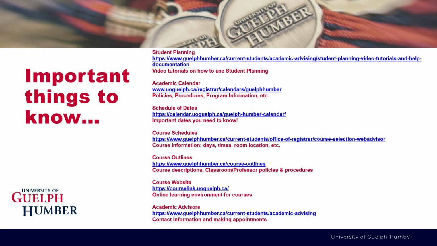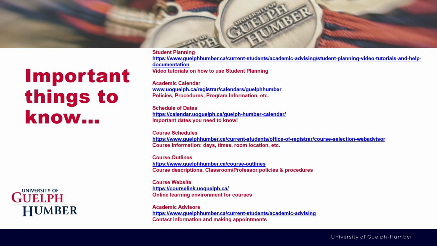Additionally, we would encourage you to review the academic calendar, which will go over the academic policies and procedures that we follow here at the University of Guelph-Humber. The academic calendar will also have a schedule of dates which lists the important dates for the upcoming semester, such as the first day of class, last day to register for courses, when your tuition is due, as well as the last day of class itself, including the start and the end of the exam period.